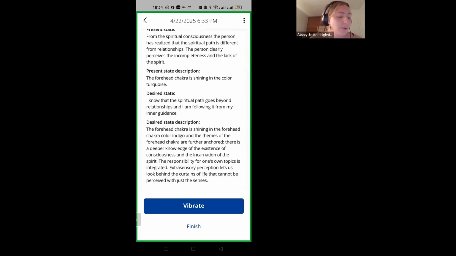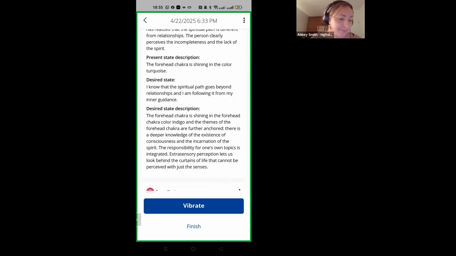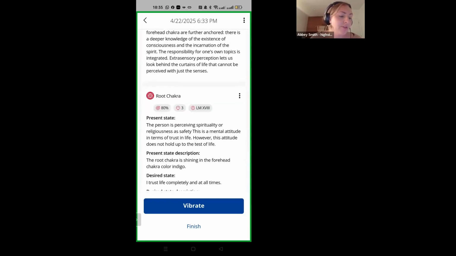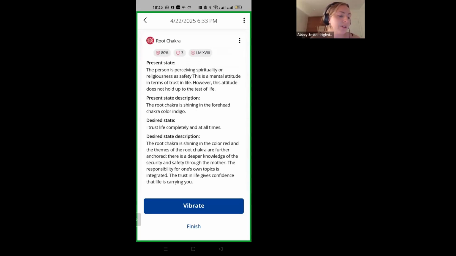Desired state, so we can understand that better, is I know that the spiritual path goes beyond relationships, and I am following it from my inner guidance. Then we've got the root chakra, which is interesting because root was one of the highest, but it just shows you that it doesn't really matter. When we do a full body scan, we'll really know what's relevant and what's important.